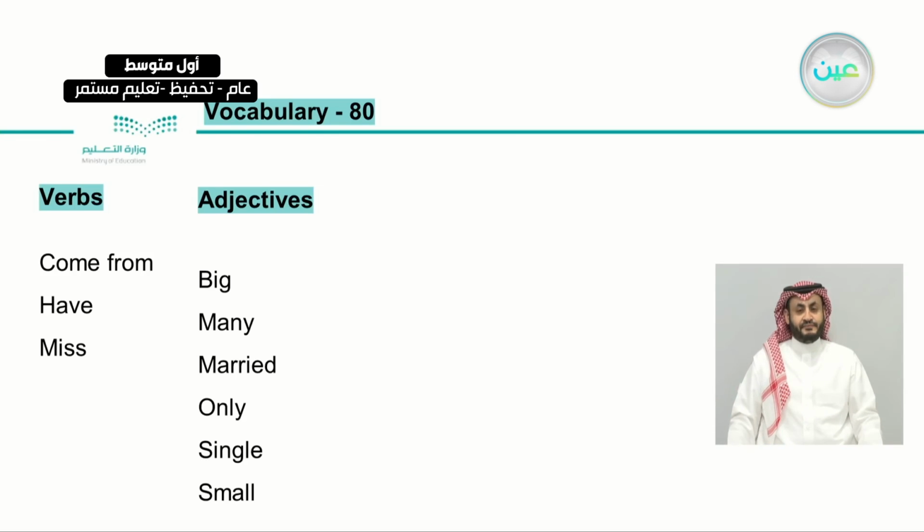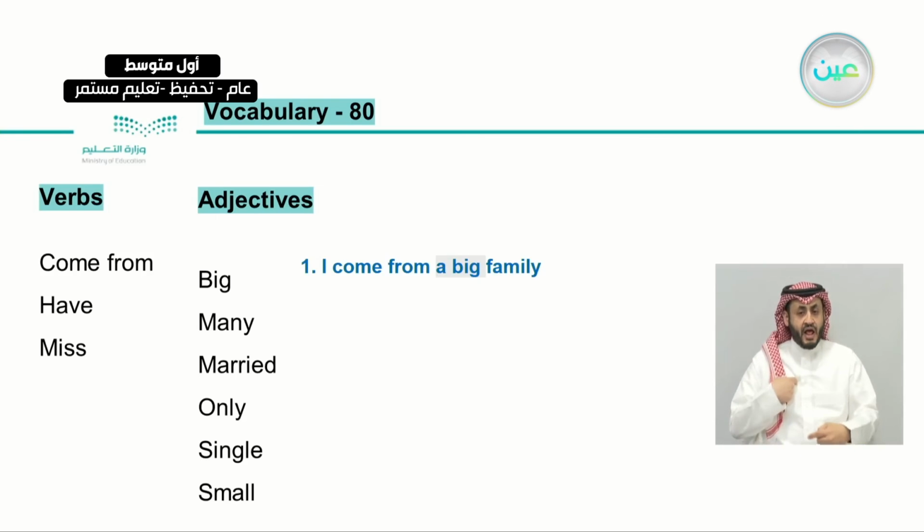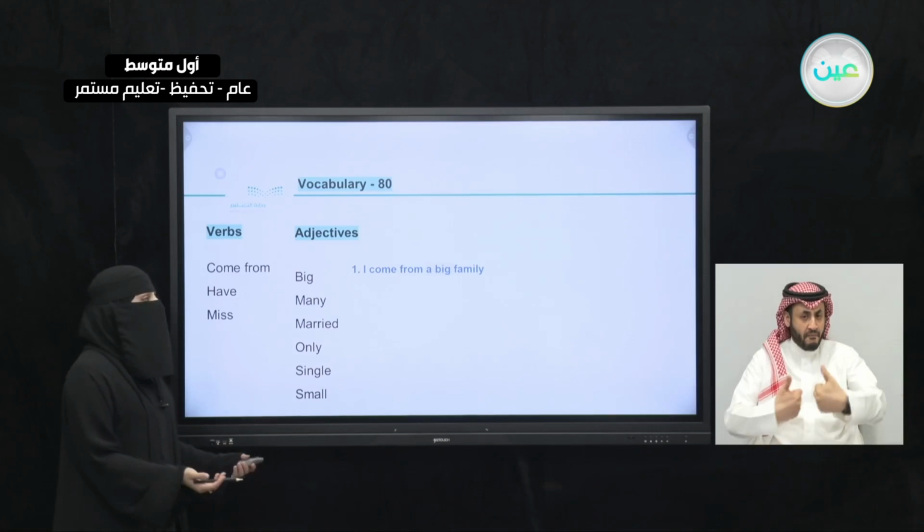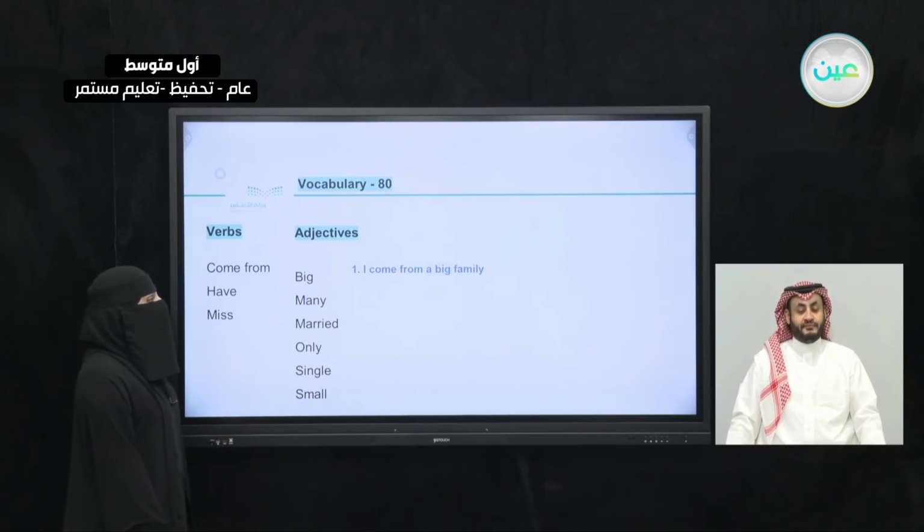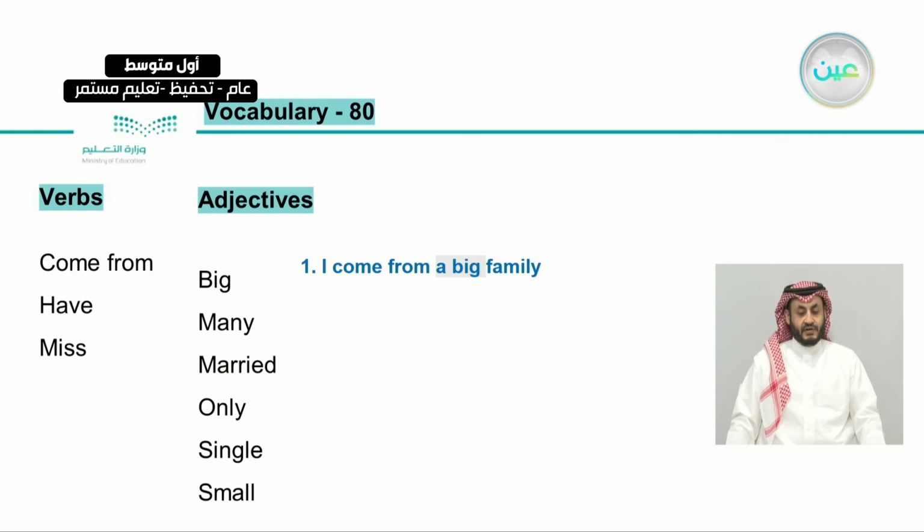Let's start with the first sentence. I come from a big family. So we learned how to describe our family. If it's a big family, you're going to say, I come from a big family. Did you notice something? The verb right here, I come from, and the adjective big.